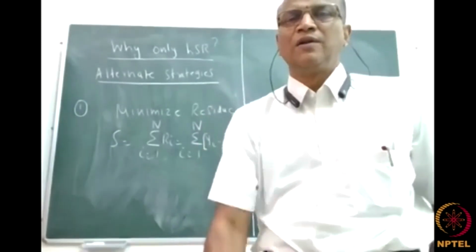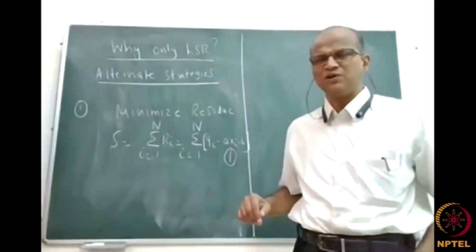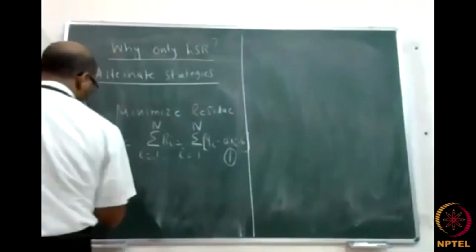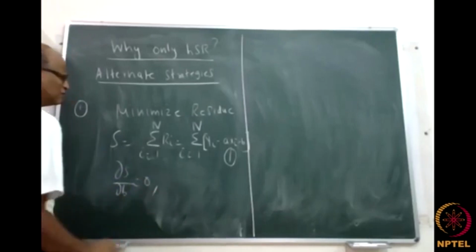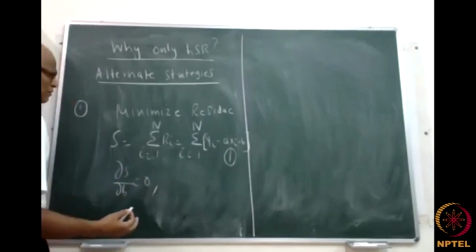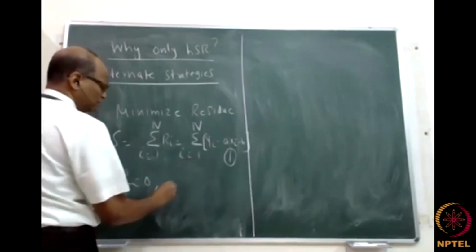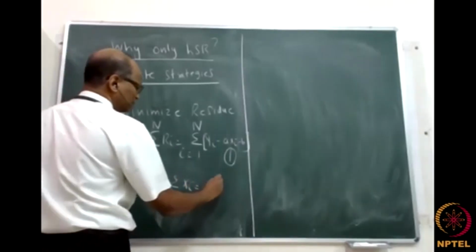Can you approach it mathematically? What happens if you take dou S by dou A equal to 0, dou S by dou B equal to 0? So what will you get? y will become 0. So y will become 0. What does it mean? What do you get here? Sigma x equal to 0.